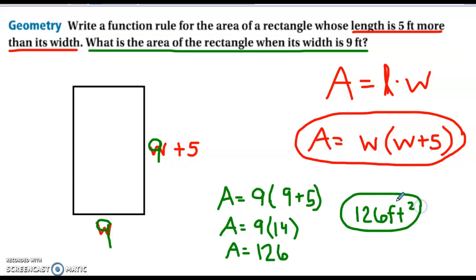And that is how you write function rules that have 2 variables.